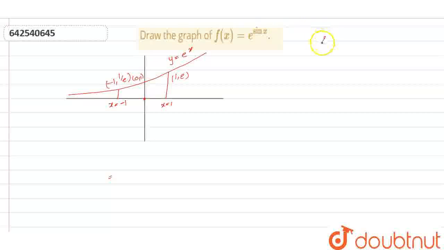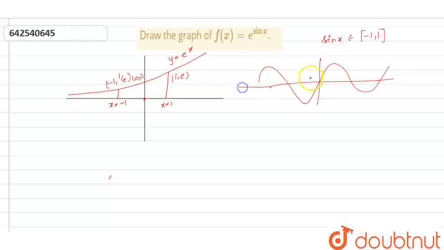Now sin x, as we know, belongs to minus 1 to 1. Now in the interval, by the graph of sin x, if you observe, 0, pi by 2, minus pi by 2, and pi, 2 pi, and so on. So from minus pi by 2 to pi by 2, the value of sin x is increasing from minus 1 to 1. So this graph we'll get. But from pi by 2 to 3 pi by 2, this is decreasing. So from this side, we'll get the graph.